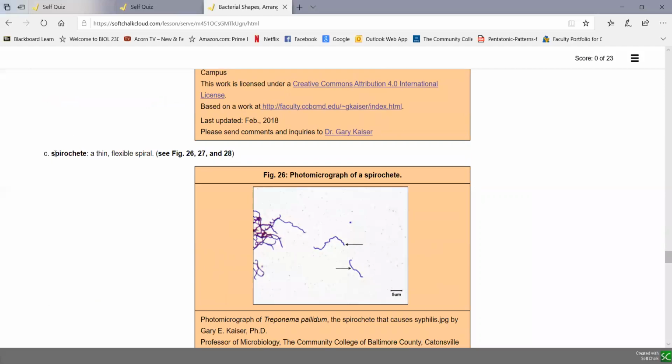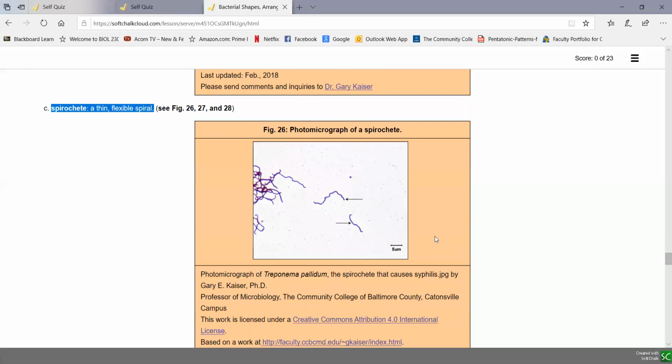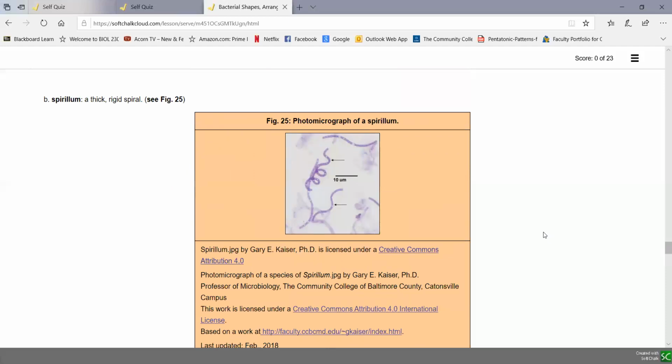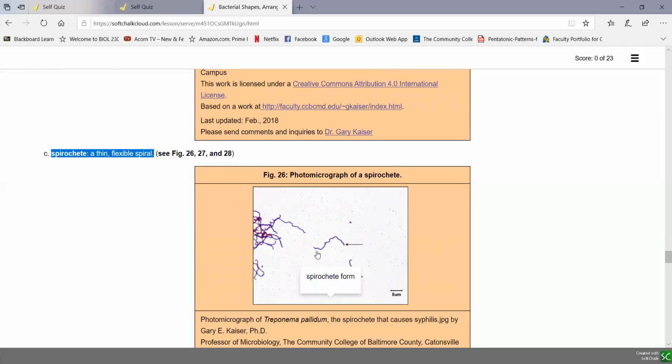Whereas a spirochete is a thin, flexible spiral. Under a conventional microscope, a spirochete looks like you took a very fine pointed pencil and drew a very thin squiggly line. As we see in figure 26, a photomicrograph of the syphilis spirochete, Treponema pallidum. You see how much thinner that is than the spirillum up here in figure 25. And you see how much more flexible looking it is. The spirals are less regular. It's a much more flexible organism.